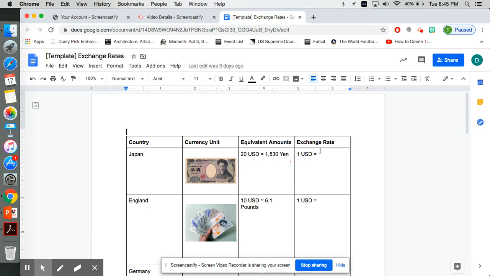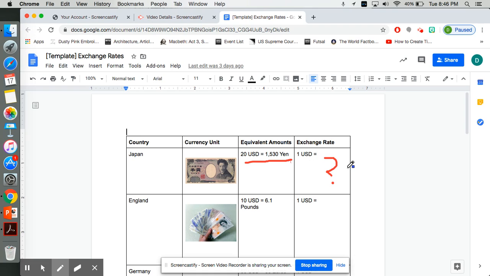So we're trying to find the exchange rate. What I know in this problem is that 20 US dollars is the same as 1,530 yen, and I'm going to go ahead and underline that. So this is where we're at right now. Now, my question mark is how much is 1 US dollar worth?